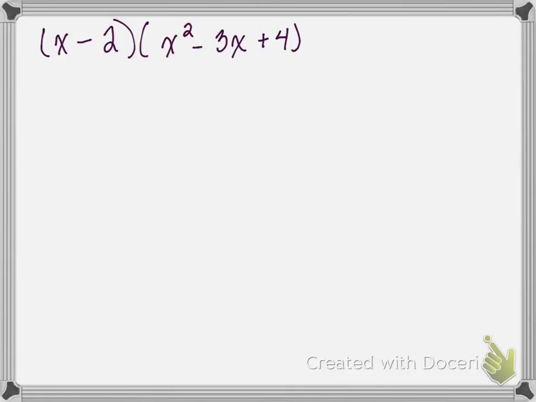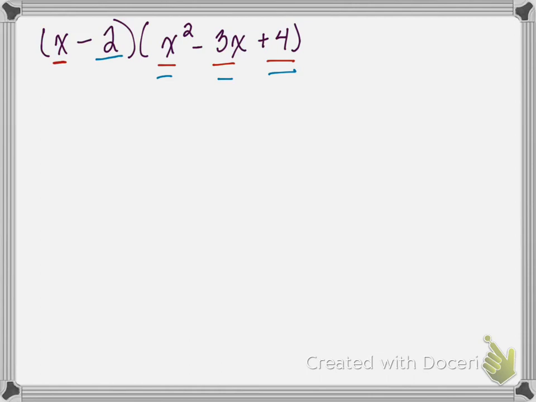Okay, what we're going to focus on right now is multiplying a binomial times a trinomial. We are still using the distributive property, but we have to take this x and multiply it by everything in the trinomial. Then we need to take this -2 and multiply it by everything in the trinomial. And the issue becomes that the algebra gets a little bit more intense and there's more opportunities for mistakes. So let's take this step by step.